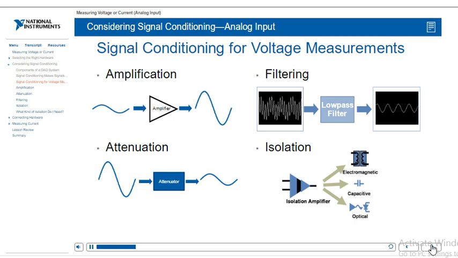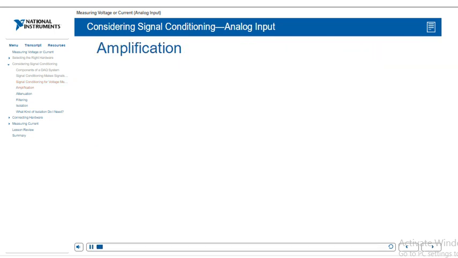There are 4 common signal conditioning methods for voltage measurements, which we'll cover in the following slides. They include amplification, attenuation, filtering, and isolation. First, we'll talk about amplification.